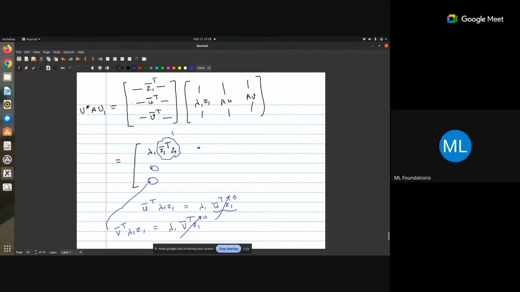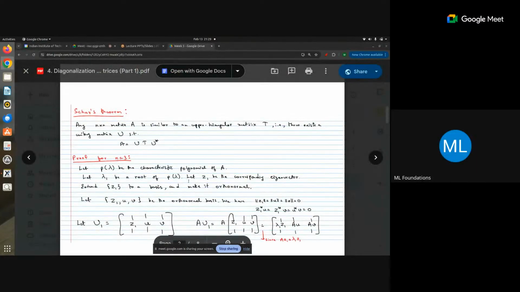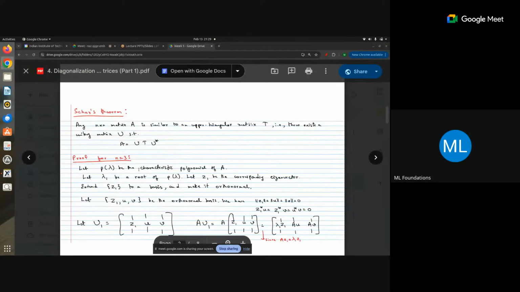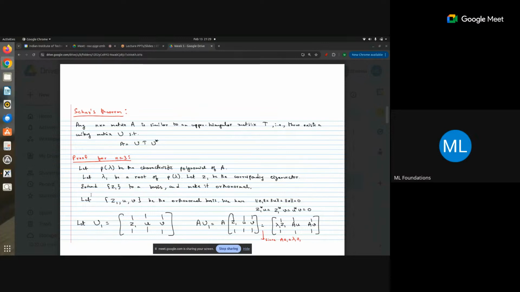What about this quantity here? It will be Z1 bar transpose AU. No, it will not be 0, right? Why doesn't AU become lambda U? Because U is not an eigenvector of A. We have just taken one of the eigenvectors. A Z1 becomes lambda Z1 because Z1 is an eigenvector of A, but U is not an eigenvector of A. Basically, U and V are the vectors such that we'll get this.